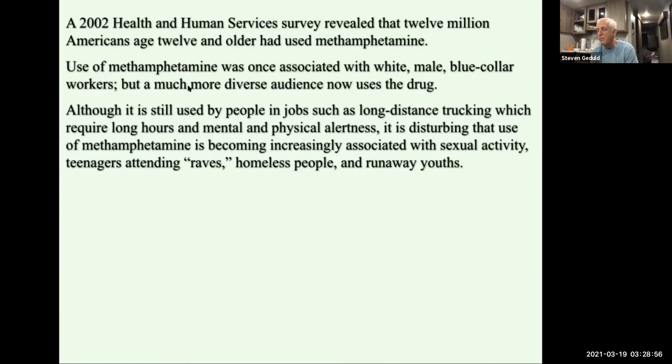Okay, although it is used by people in jobs such as long distance trucking, to help keep them up, as it requires long hours and mental and physical alertness. It is disturbing that the use of methamphetamine is becoming increasingly associated with sexual activity, teenagers at rave parties, homeless people, and runaway youth. We see a lot of methamphetamine use now.